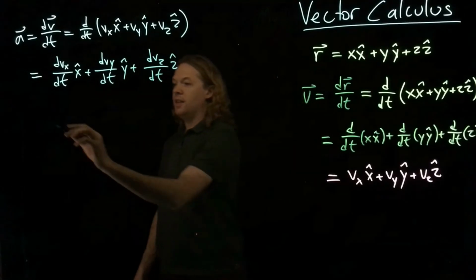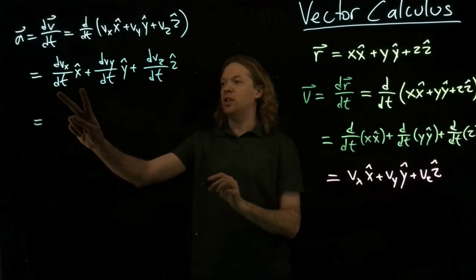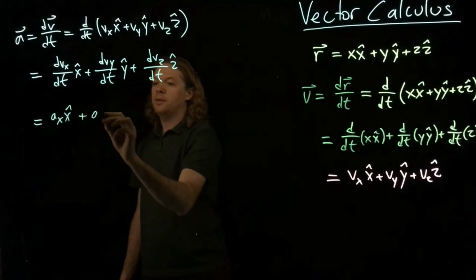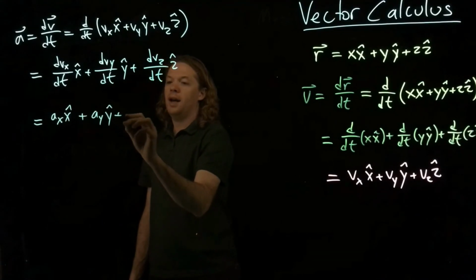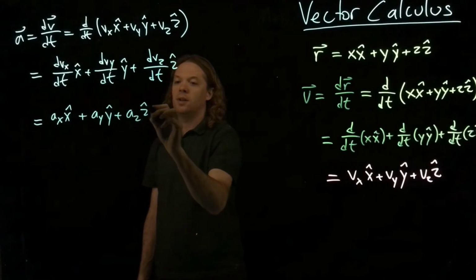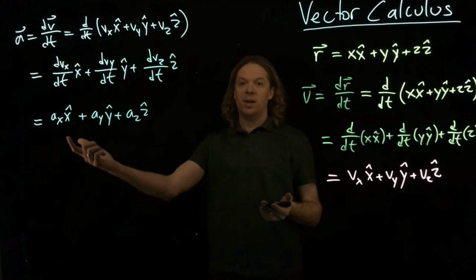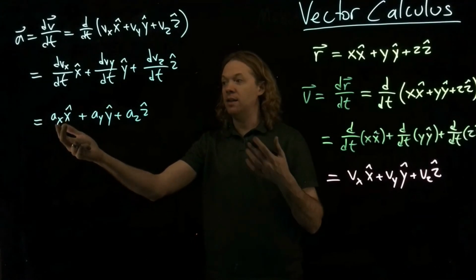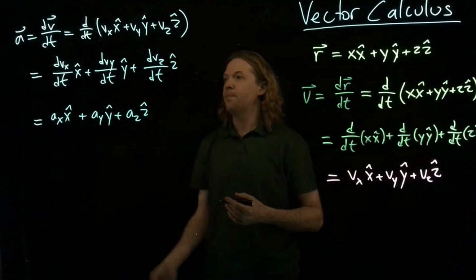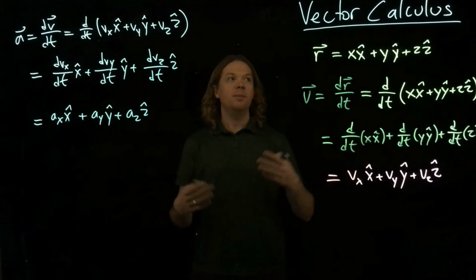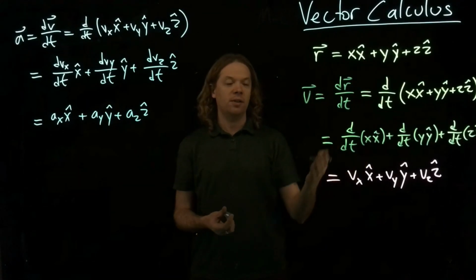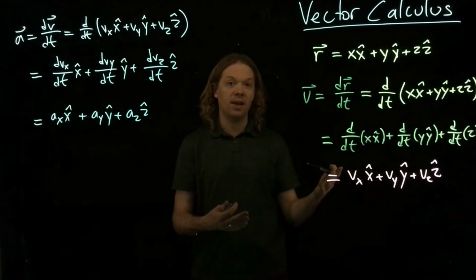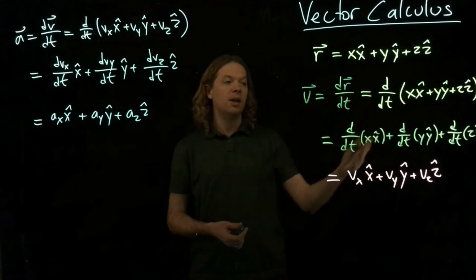And again, I can write this as the acceleration in the x direction times x hat plus the acceleration in the y direction times y hat plus the acceleration in the z direction times z hat. Because I can write any vector like that. The component in front of the x hat is the component in the x direction. Okay, great. So this has basically been how we need to use vector calculus in a physics class. Typically, this is what we need to do. We need to know how to take derivatives of vectors. Fortunately, it's really quite simple.